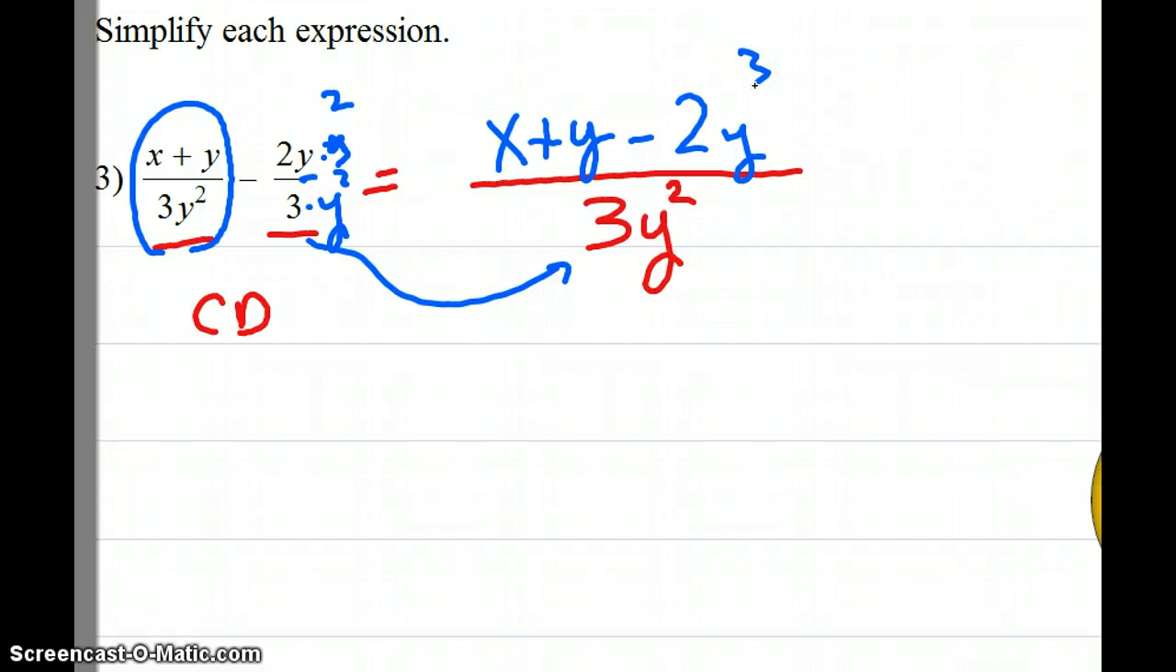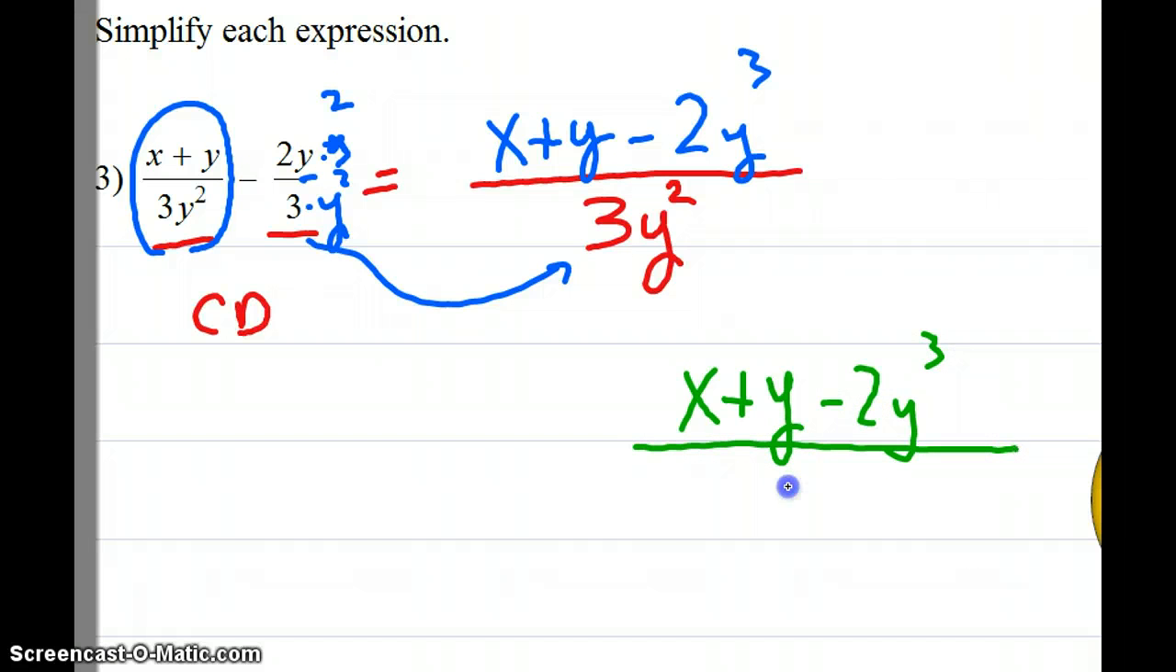And final answer, since again we'll have x plus y minus 2y cubed. None of these look alike, so that will be the most simplified. We can do the top, and the bottom we'll just write as a 3y squared.